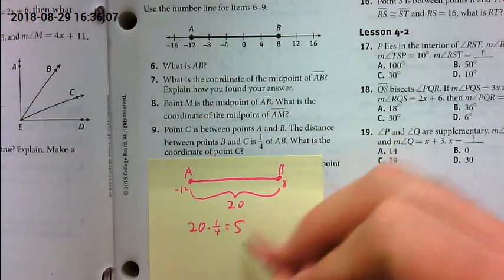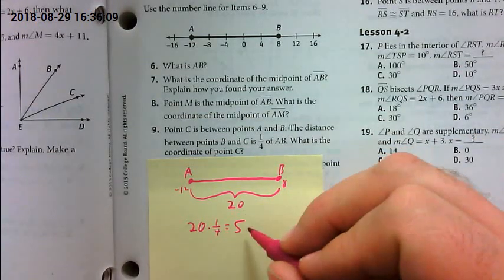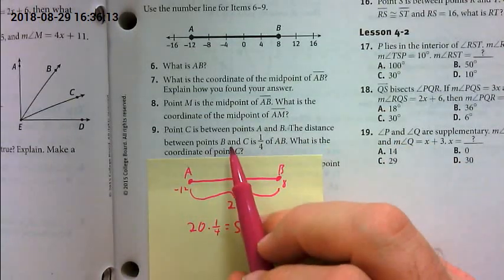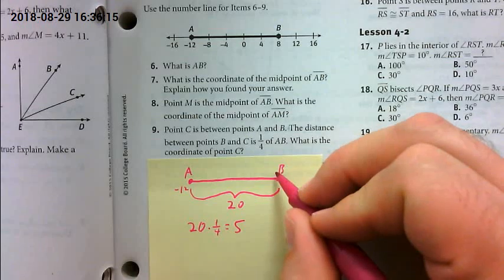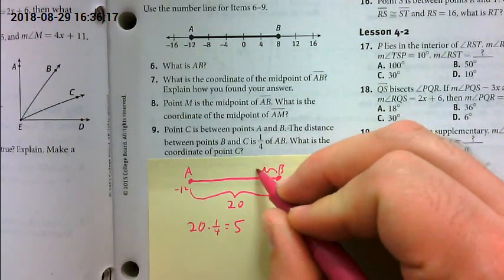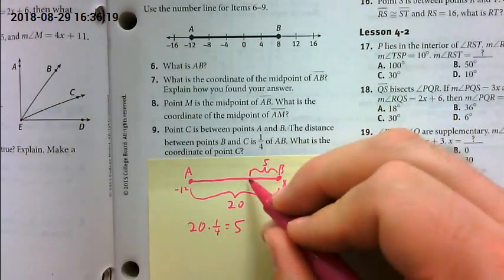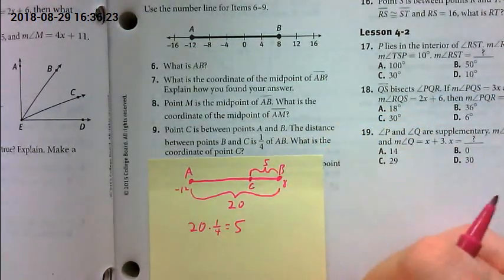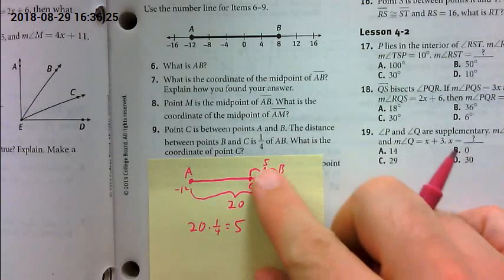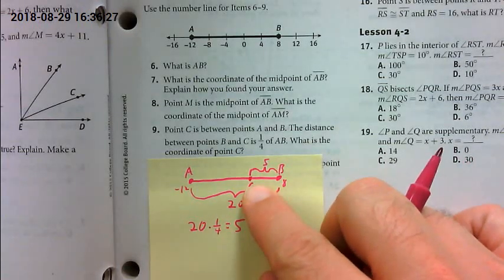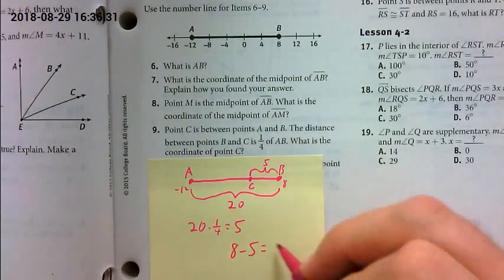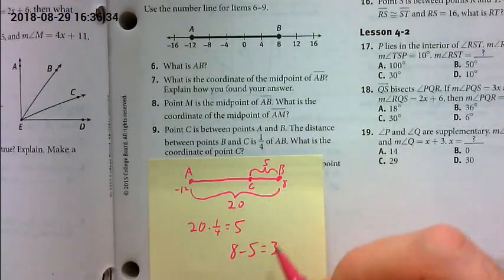Now, this is the length of the new segment. But we're going not from A this time. If you read it carefully, we're going from B. So we're going 5 units in this way to get to C, which would be 3, because we have to subtract from 8 to go backwards. So this one was tricky. I'm not going to try to trick you like that on the quiz.